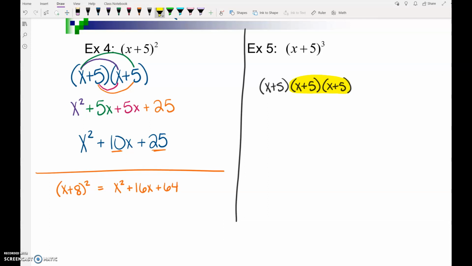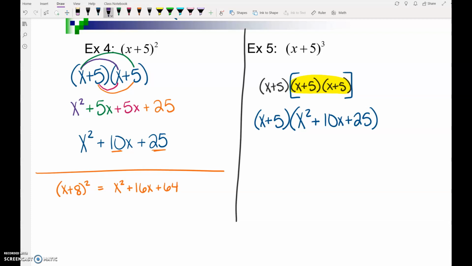Well, what did we just do in example 4? We just did x plus 5 times x plus 5. So this part we found out in example 4 was x squared plus 10x plus 25. We now need to multiply another x plus 5 into that. Here's where FOIL really truly does not work for you. You have to double distribute on this one.